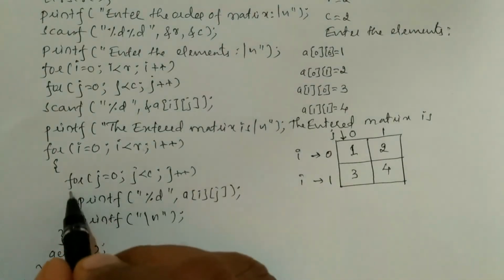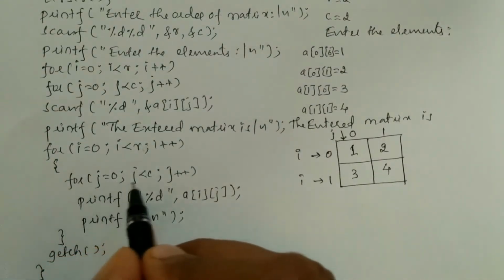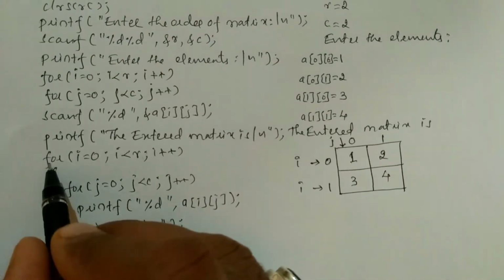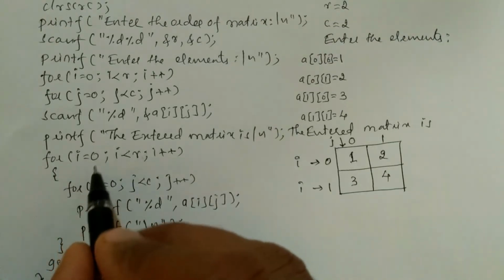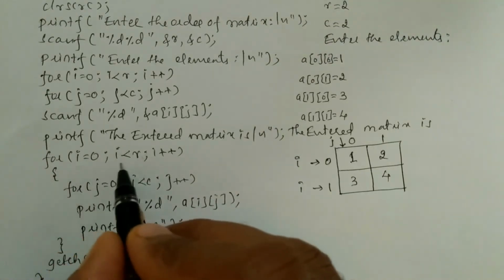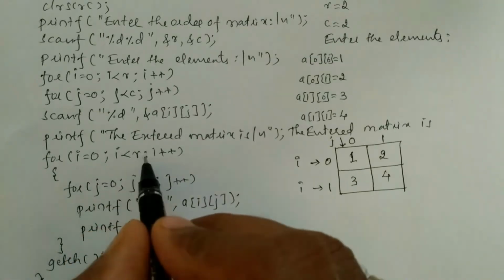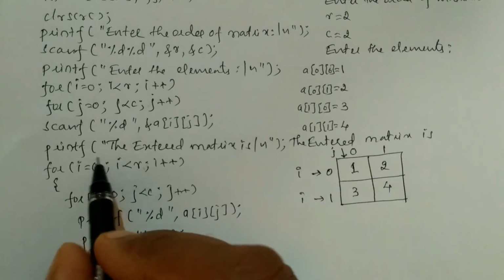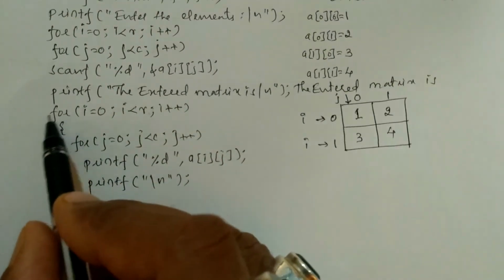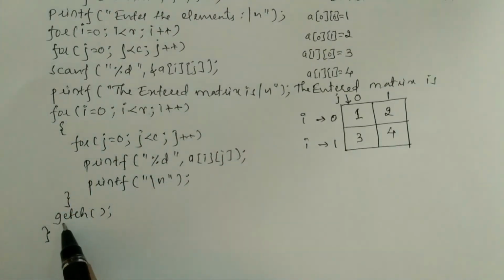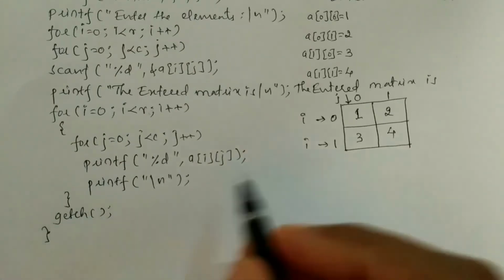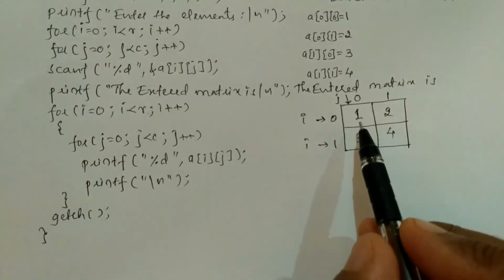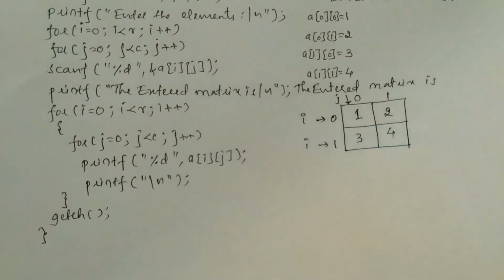Again, control transfers to inner for loop by incrementing the value of j by 1. Now j value is 2. 2 is less than 2. No, condition fails. Then the control transfers to the outer for loop by incrementing the value of I by 1. Now I value is 2. 2 is less than 2 because r is 2. Hence, this is also false. Once it is false, then the control comes out of this entire looping structure and it is going to execute the next statement, getch, and then terminates the program. So what it is going to print? It is going to print the elements of the matrix 1, 2, 3, 4.